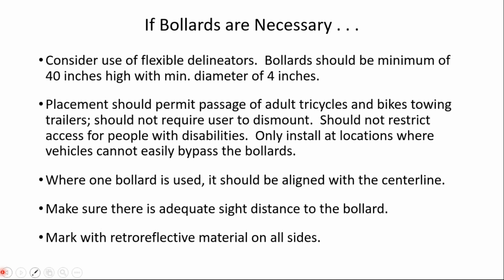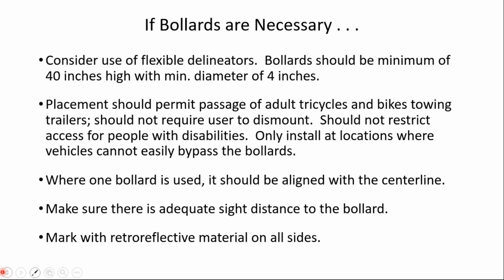But if they're necessary, and this comes from the bike guide, consider the use of flexible delineators, so they're not as much of a fixed obstacle, and they should be a minimum of 40 inches high with a minimum diameter of 4 inches. And I would add that, to me, they should also be colored brightly and marked with retroreflective material so that they're clearly visible, both day and night.